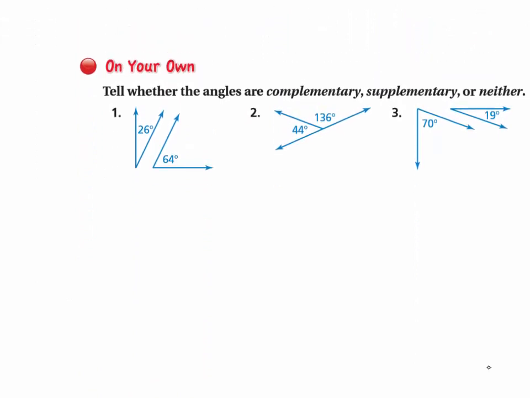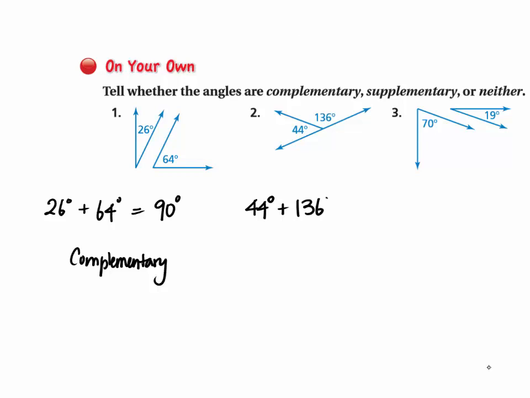Our last review problem is to find whether angles are complementary, supplementary, or neither. So the first problem, we have a 26 degree and 64 degrees. To find whether they are complementary, supplementary, or neither, we have to add the angles together. 26 plus 64 gives you 90 degrees. If it's 90 degrees, then it's complementary. And then this one, 44 degrees plus 136 degrees gives you 180 degrees. So that's supplementary.